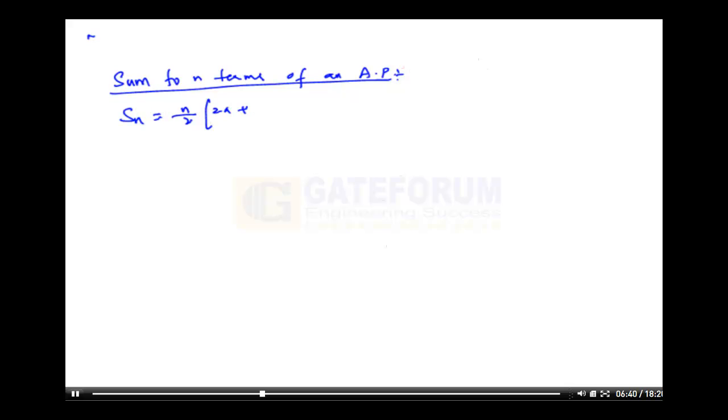Now, the sum to n terms of an AP is represented by Sn. This is given by the formula Sn equals n by 2 into (2a plus (n minus 1) into d), or Sn equals n by 2 into (a plus l), where l is the last term. When the first term, last term and number of terms are given in the question, we can use this formula. When the first term, number of terms and common difference are given, we can use the other formula.